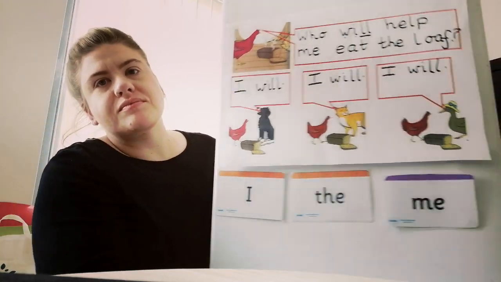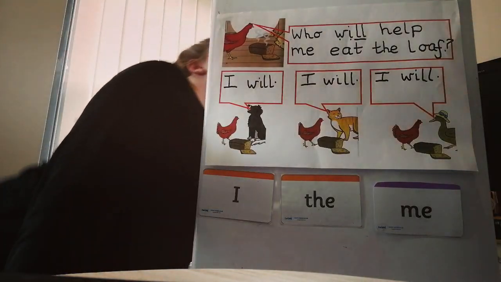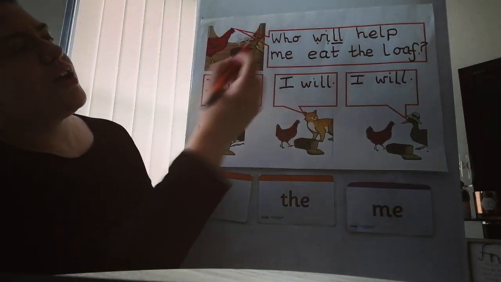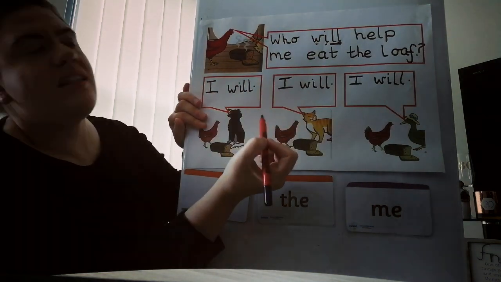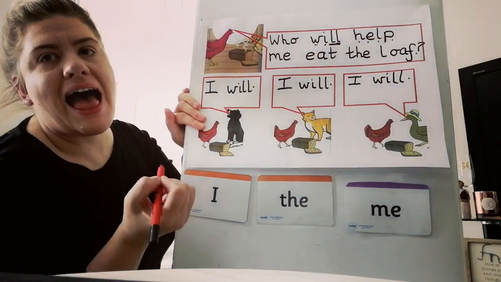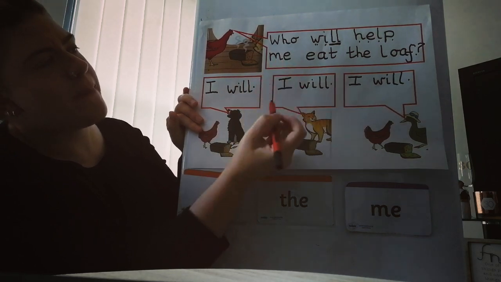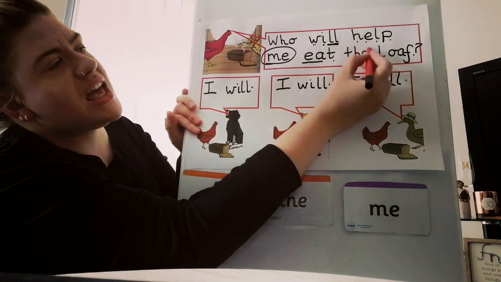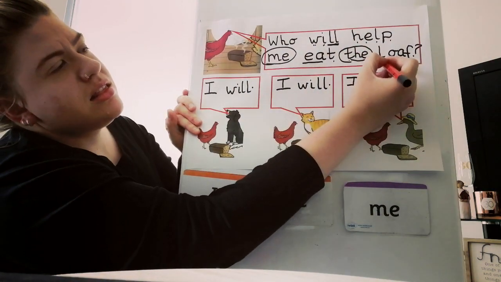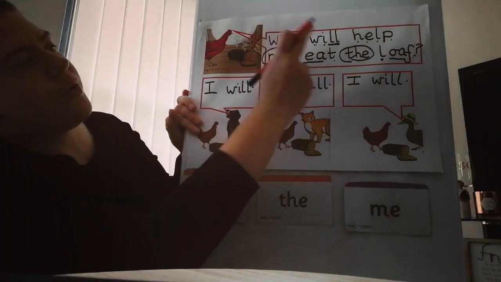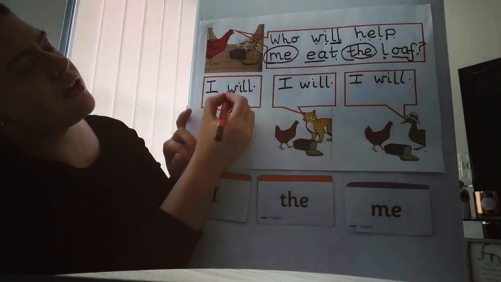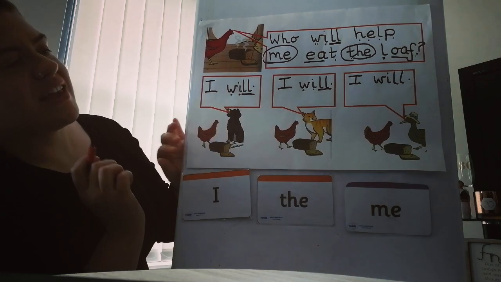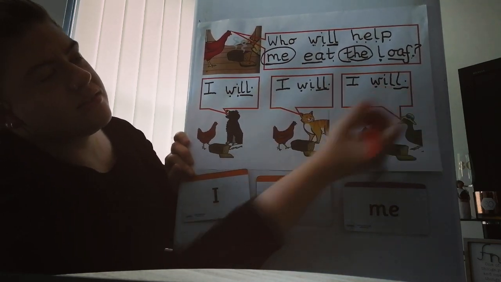so we're just going to do that together. So I'll just bring it a little bit closer for you. Okay, so we're just going to read our sentences back together, okay? So, who, tricky word, who, will, who will, help, who will help me, tricky word, me, who will help me eat, tricky word, the, who will help me eat the loaf, who will help me eat the loaf, I will, barked the dog, I will, purred the cat, I will, quacked the duck.